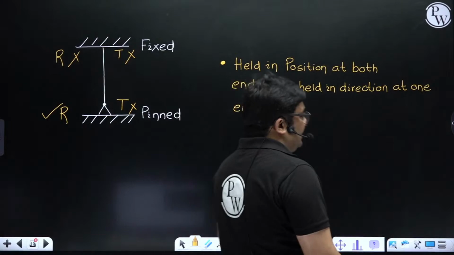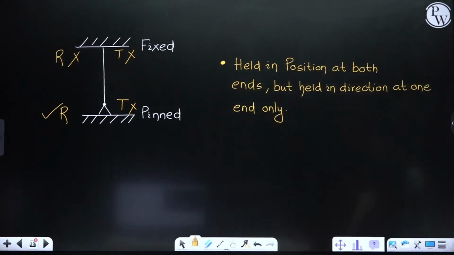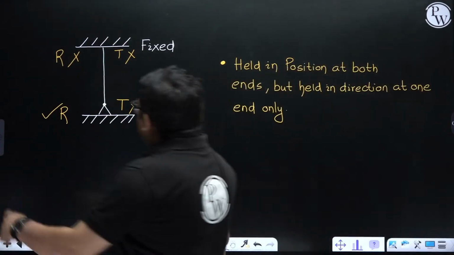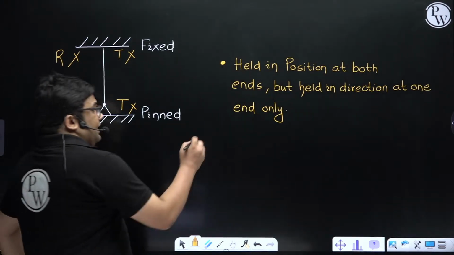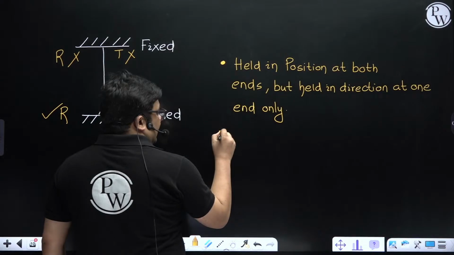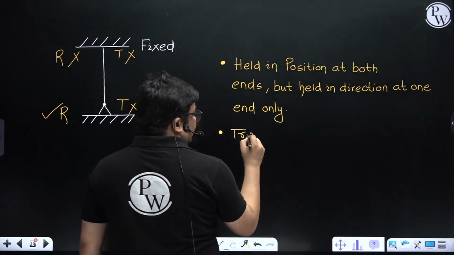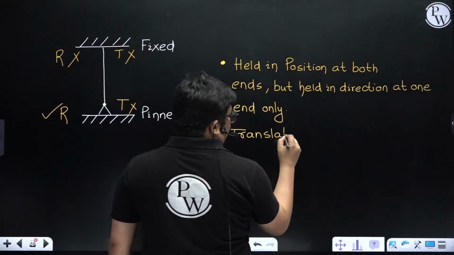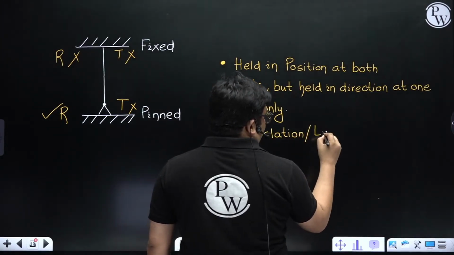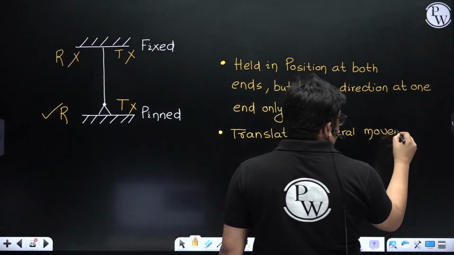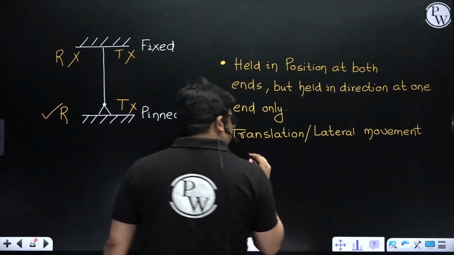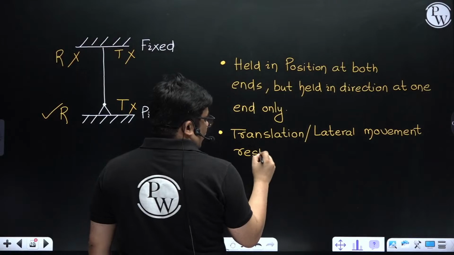You can see that it is held in direction at one end only. How? Because rotation is restricted only at one end. At the other end it is allowed. That means it is held in direction at one end only. What other language can be used? Other languages can be translation or lateral movement. Translation and lateral movement restricted, or restrained, or not allowed.